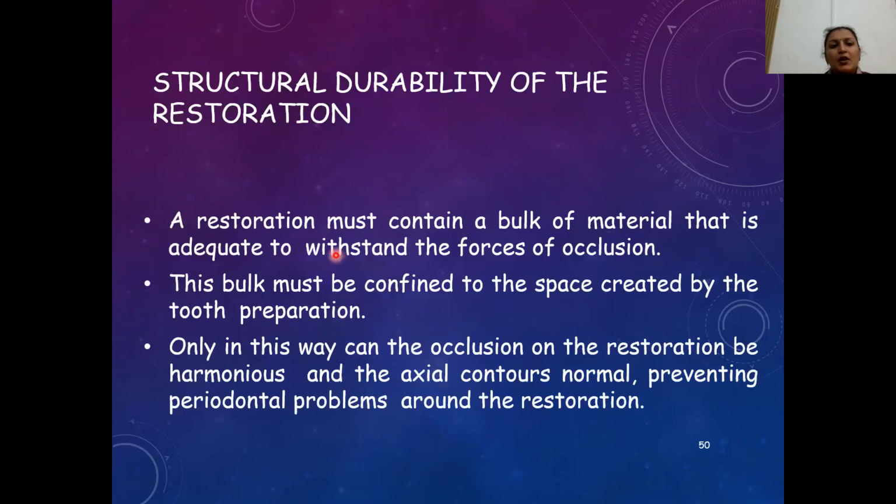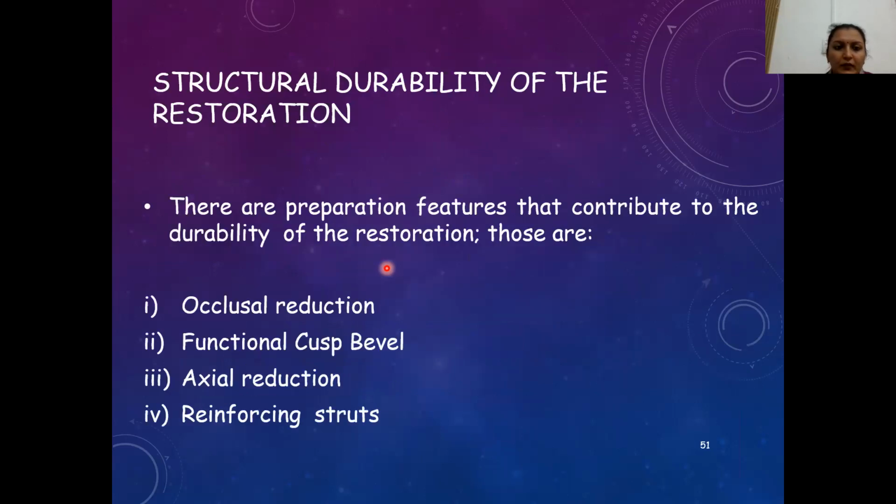Then, structural durability of the restoration. A restoration must contain a bulk of material that is adequate to withstand the forces of occlusion. This bulk must be confined to the space created by the tooth preparation. Only in this way can the occlusion on the restoration be harmonious and the axial contours normal, preventing periodontal problems around the restoration. Now, there are preparation features that contribute to the durability of the restoration. Those are occlusal reduction, functional cusp bevel, axial reduction, and reinforcing struts.